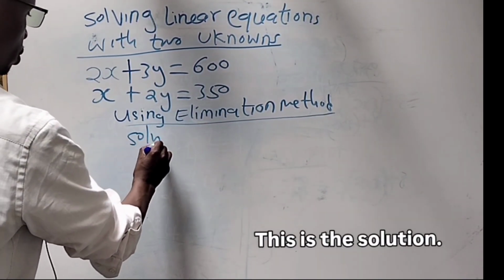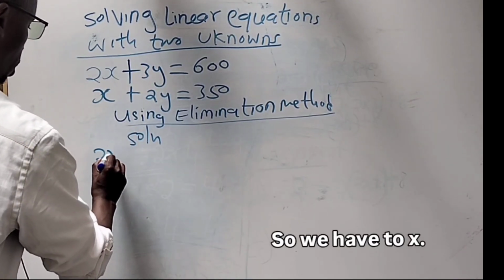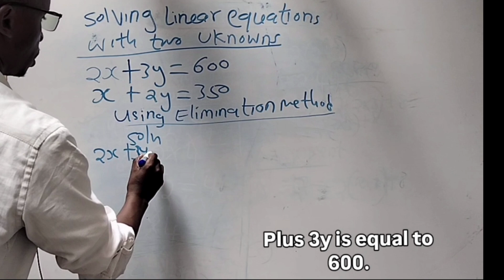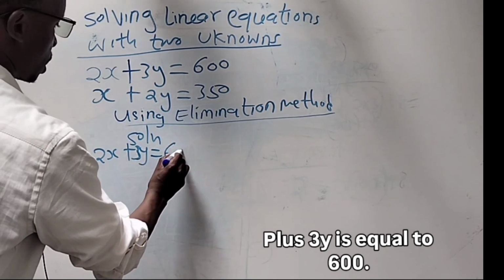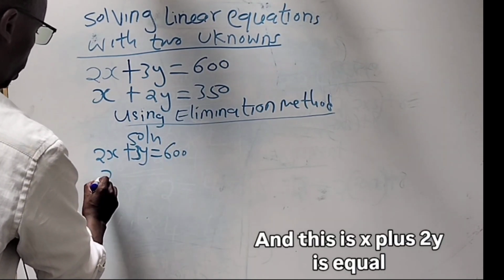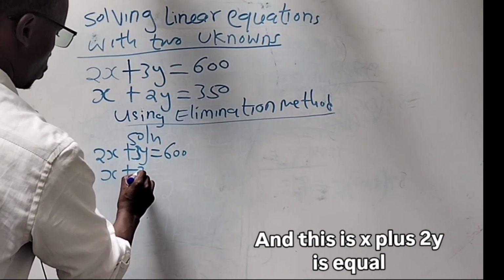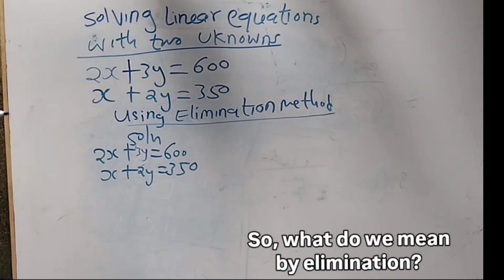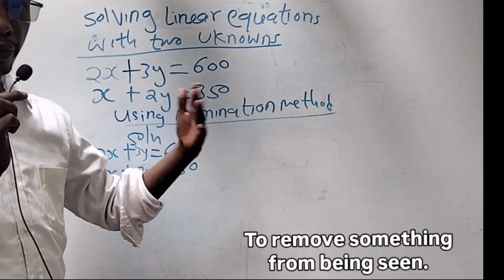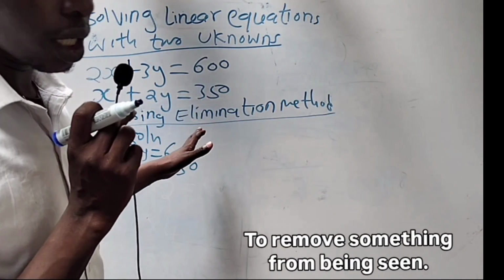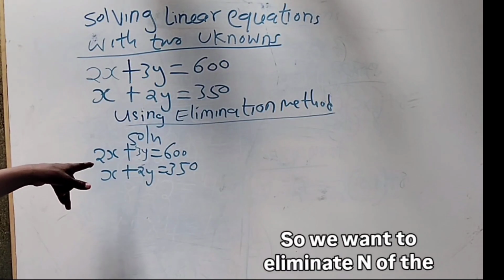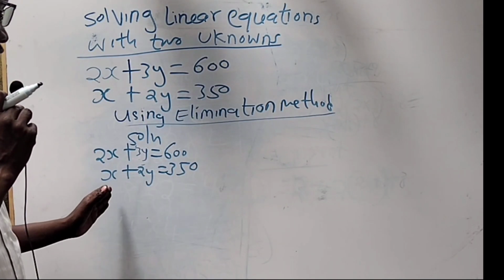This is the solution. So we have 2x plus 3y is equal to 600, and x plus 2y is equal to 350. So what do we mean by elimination? Eliminate means to remove something from being seen. We remove something completely. So we want to eliminate one of the letters here.